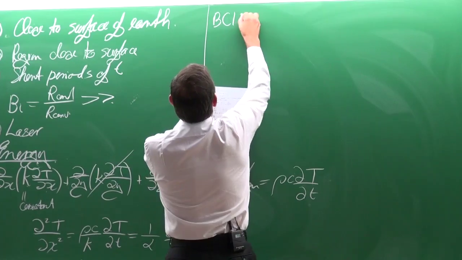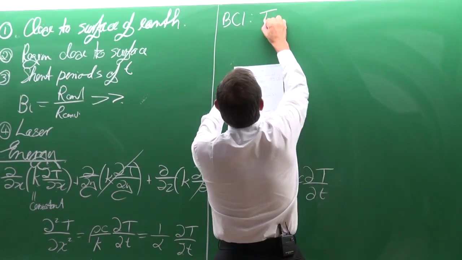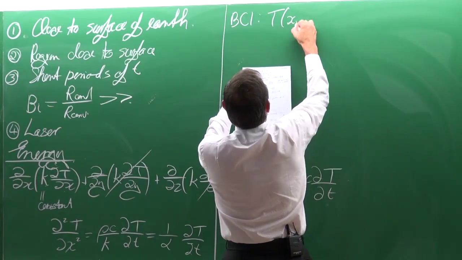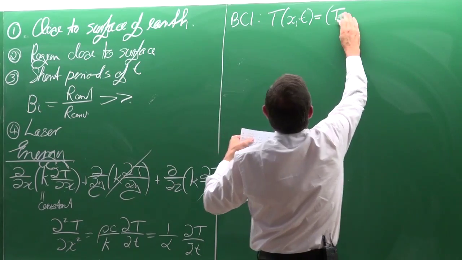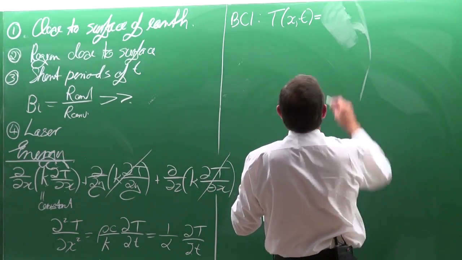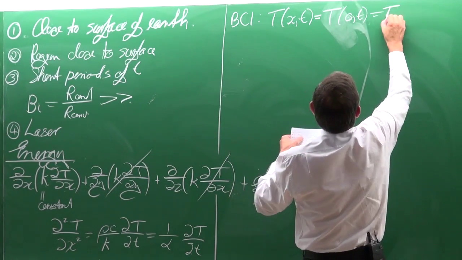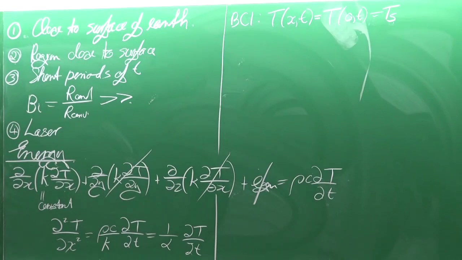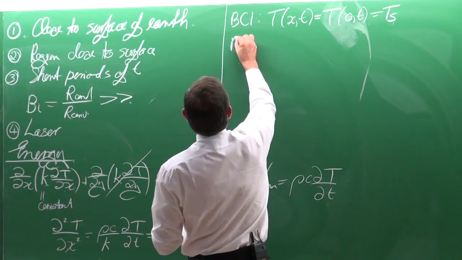Again, to solve it, we need certain boundary conditions. If we look at the temperature as a function of time, then where x is equal to 0, the temperature would suddenly be equal to Ts. Where x is equal to 0 is on the surface. There the temperature is equal to Ts. That's the first boundary condition.